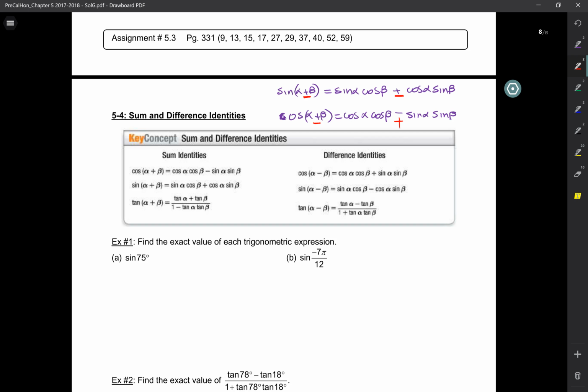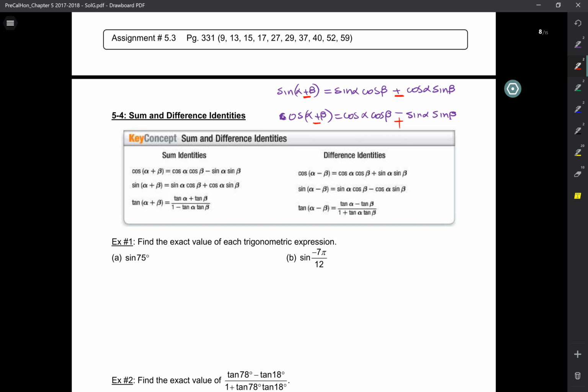Tangent looks complicated, but if you look a little bit more closely, you'll see that it's not very difficult to remember. So if you have tangent of alpha plus beta, it's as if you distribute it. So you take tangent of the first and tangent of the second. We don't really distribute tangent, that's not a thing. But it's as if you gave a tangent to each of these. And then on the bottom, it's tangent A, tangent B. So if it's a plus here, plus on top, minus on the bottom. If it's a minus here, minus on top, plus on the bottom. So these are ones that we're just going to memorize.